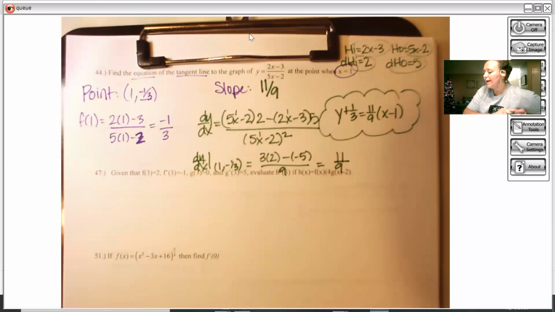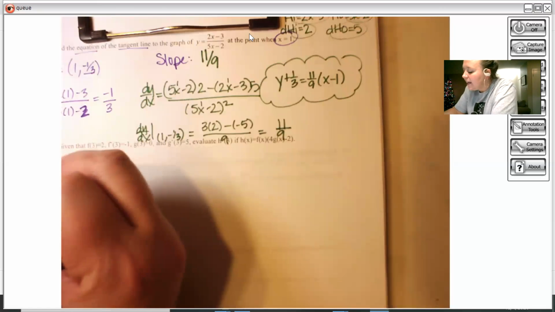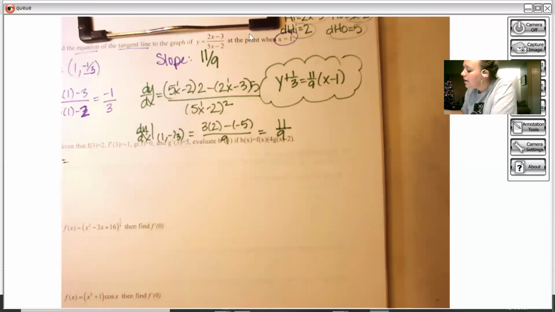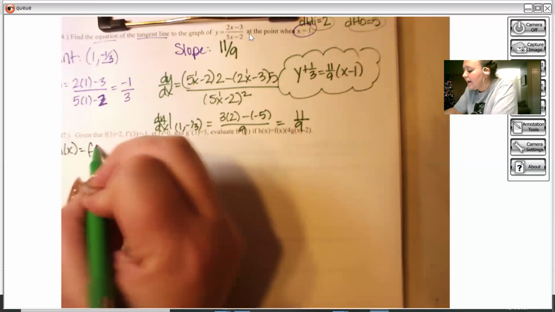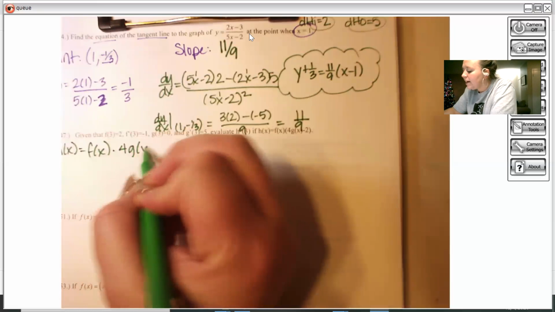All right, let's see. Rest of this page, I feel like you need to know what rule to use, but for the most part, none of them are really hard except for maybe 47. So 47, your equation, it's f of x, so let me rewrite this. h of x equals f of x times 4g of x minus 2.